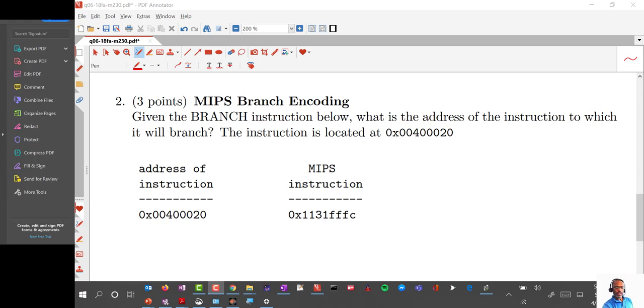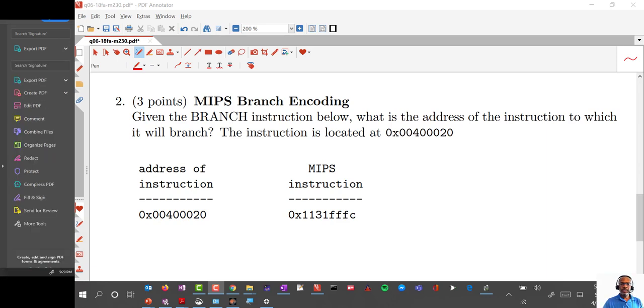So let's take a look at an example problem that could be given on a quiz. Similar to what we've seen in the lecture, this problem asks: if you have an instruction that is located at a particular address, given that that's the address and that this is the instruction, to which address is the instruction jumping? Where will it branch?